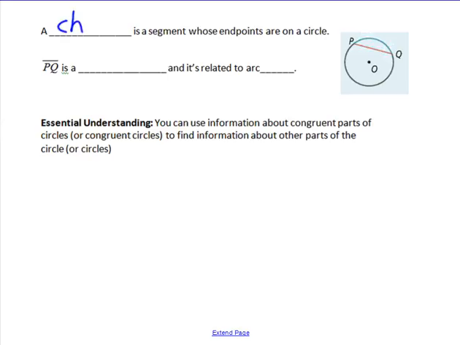So a chord, and we've talked about these before. A chord is a segment whose endpoints are on a circle. So technically a diameter is a chord, but we do not call it a chord, we call it a diameter. But any other lines that go from one end of a circle to another makes a chord. In the circle to the right, PQ is a chord, and its related arc, PQ. I don't know why I wrote an R. I meant P. So the arc is PQ. There's always an arc that goes along with a chord. We're going to find there's also a central angle that goes along with that as well.